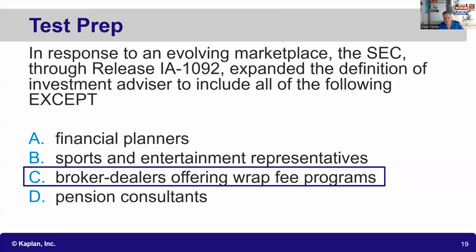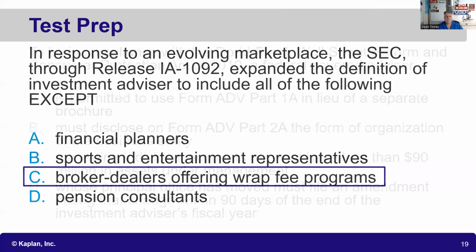In response to an evolving marketplace, the SEC, through release IA 1092, expanded the definition of investment advisor to include all the following. And I'll mark out except: 1, financial planners; 2, sports and entertainment representatives; 3, pension consultants. And now I have the things I'm supposed to know.